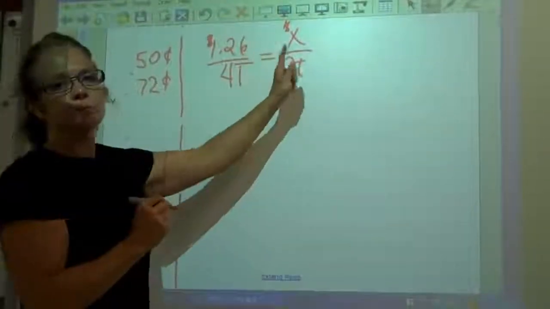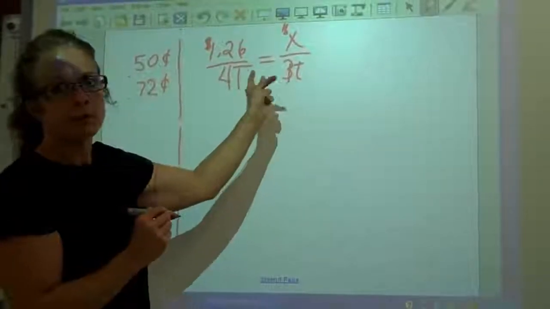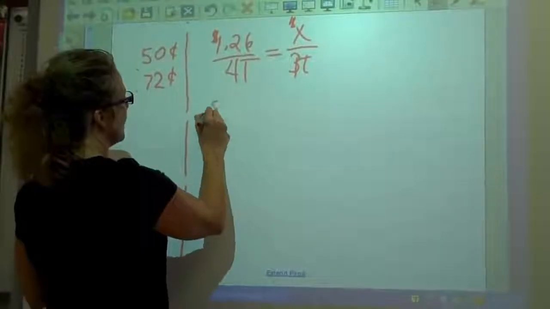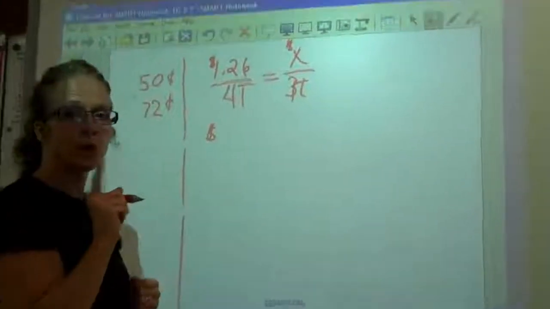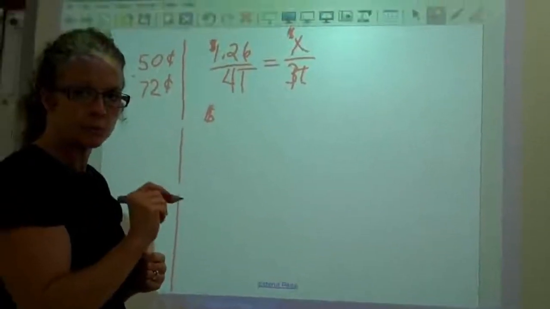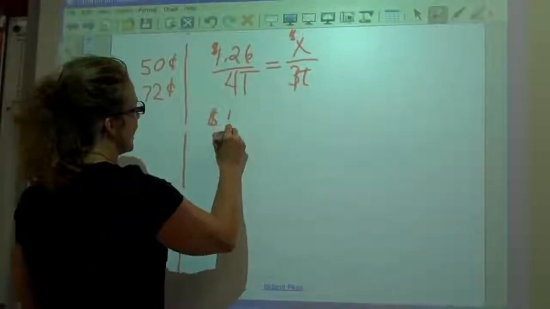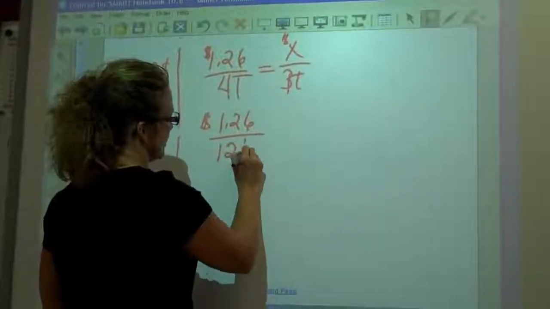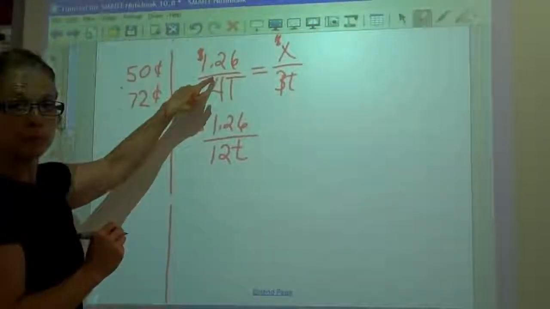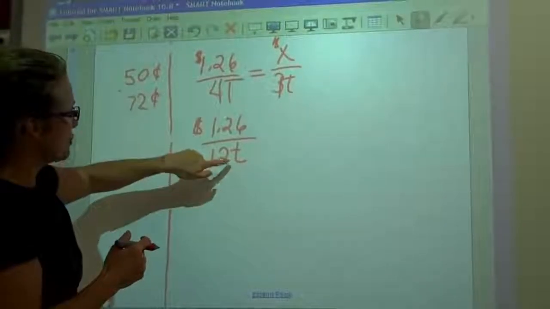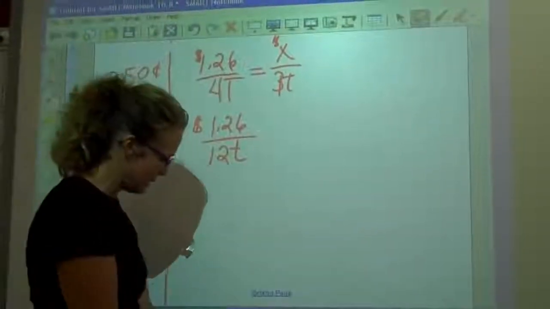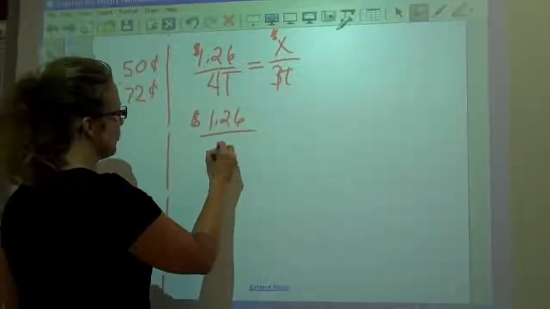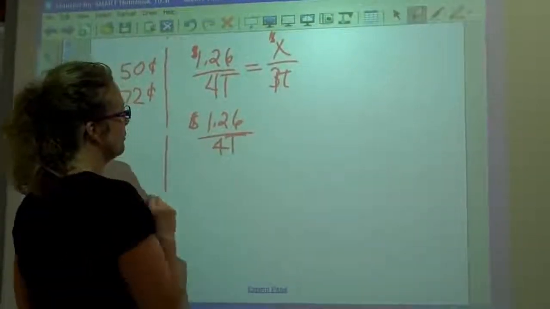But we have tablespoons to teaspoons, and they're related, but they're not the same. So we need to fix this. If you remember, there are 3 teaspoons in a tablespoon. So we have $1.26 for 12 teaspoons, because there's 4 tablespoons, and 4 times 3 is 12. So we would change that. Or, there is an easier way to do this, and I'm going to leave it as 4 tablespoons. This will be easier.